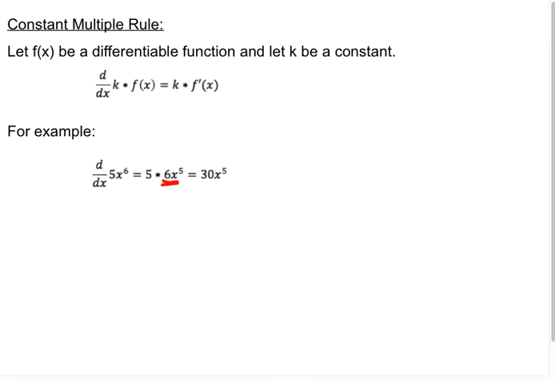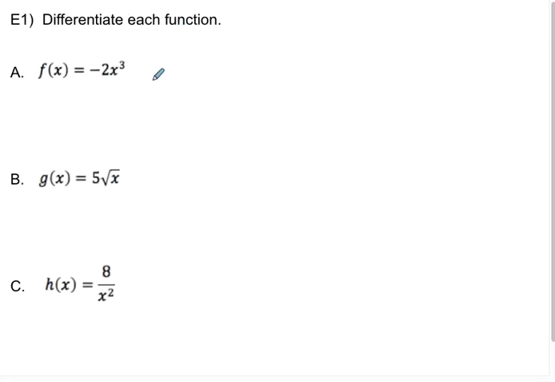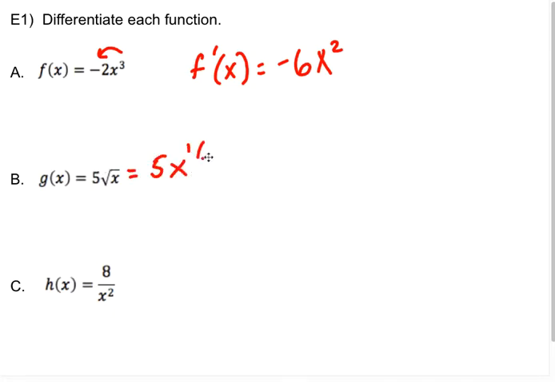Okay? So let's go ahead and walk through Example 1. We're going to differentiate each function. So here, my f prime of x, I'm going to drop the 3 down in front to give me a negative 6, because it's 3 times the negative 2, and I'm going to lower the power by 1 to get a negative 6x squared. Here, I'm going to rewrite before I differentiate.